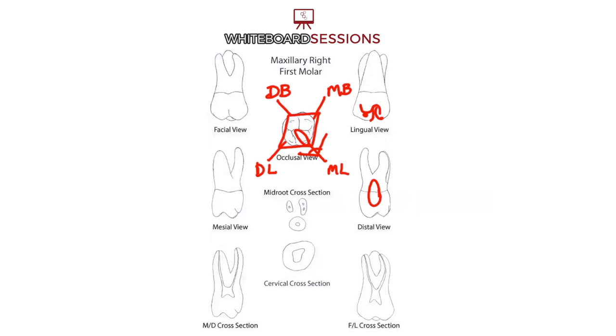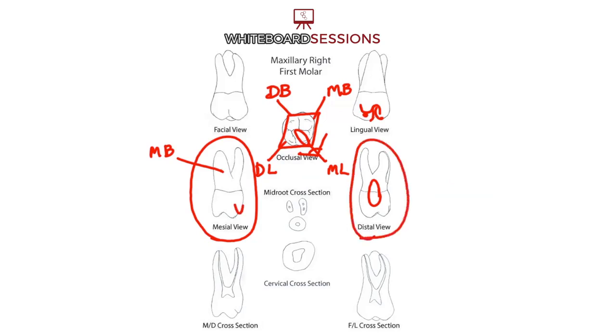Take a look at the mesial view. Especially look at the roots and see how that mesiobuccal root hides that distal buccal root. Also note that you can see the cusp of Carabelli in that mesial view. When you're looking from the distal view, we can see that distal buccal root is small enough that you can still see the outline of the mesiobuccal root behind it.